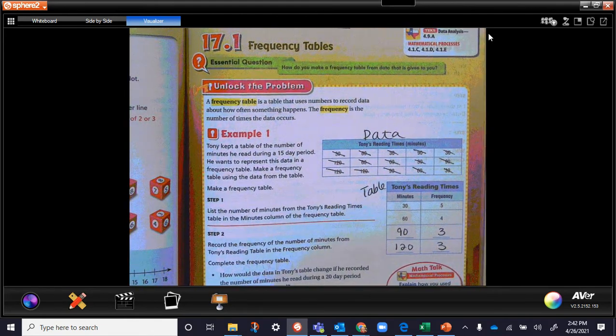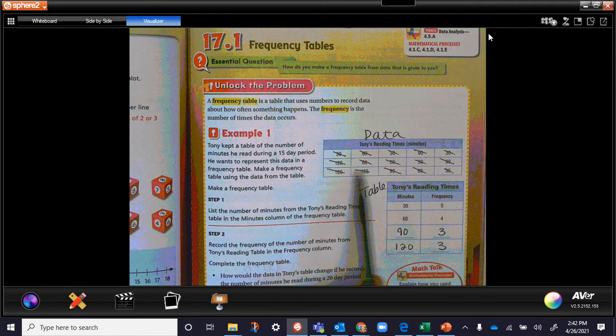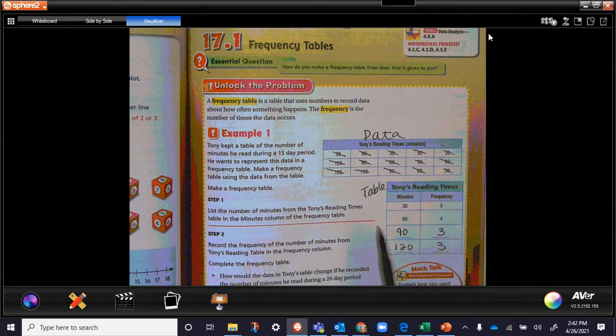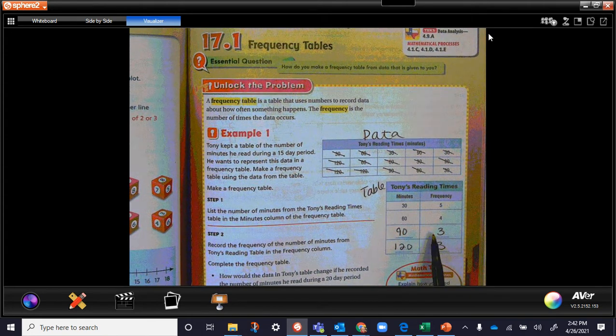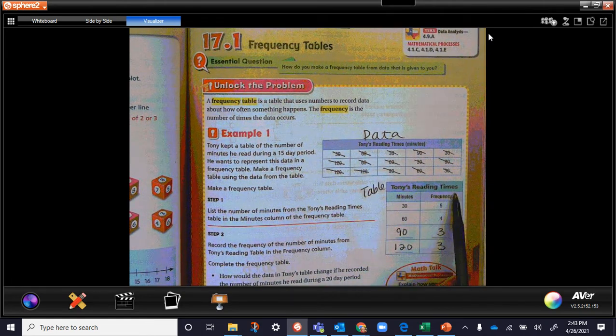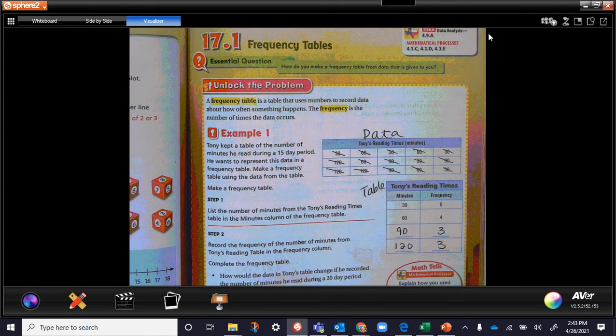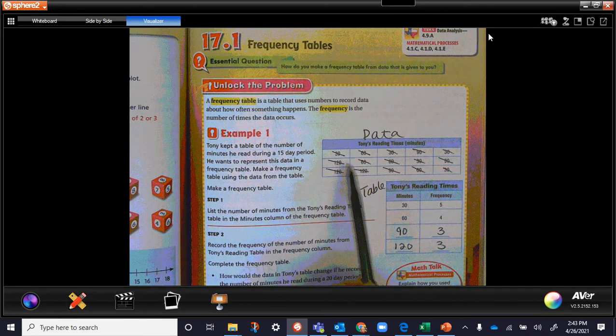On this first one, you'll notice you have a big data table with a whole bunch of numbers, and they're all mixed up. They're not in order. We've created a frequency table to help us organize that information and make sense of it. Here you have the title: Tony's reading times. He's keeping a table of the number of minutes he read during a 15-day period. Each one of these represents a day and the time that he read.